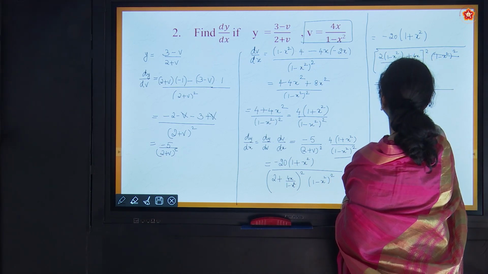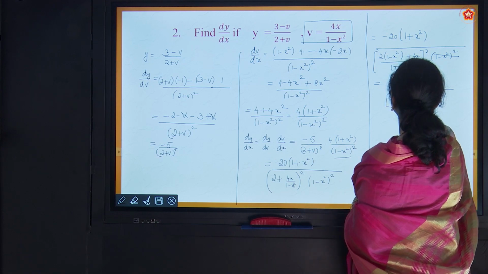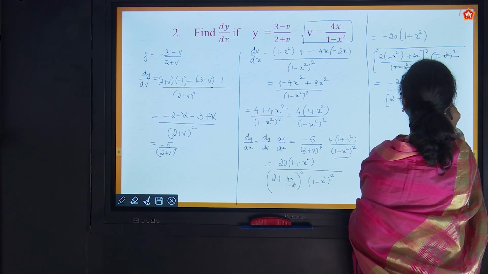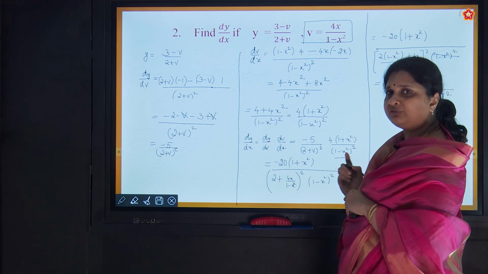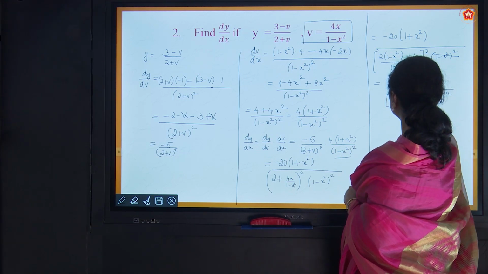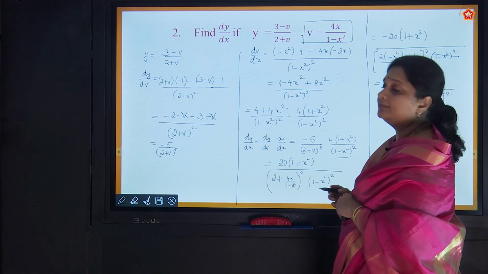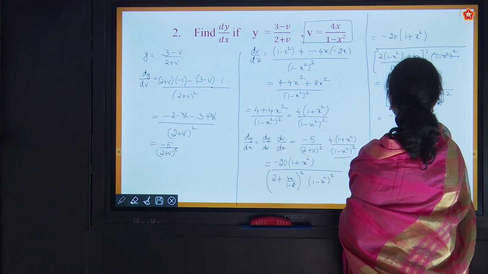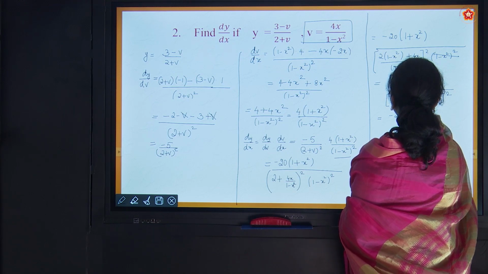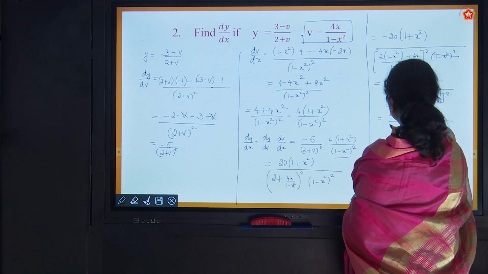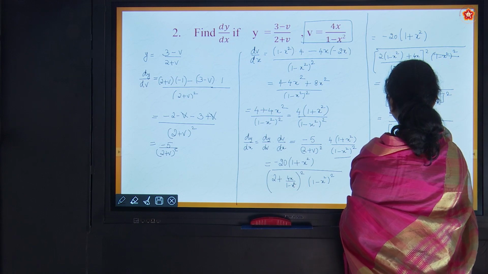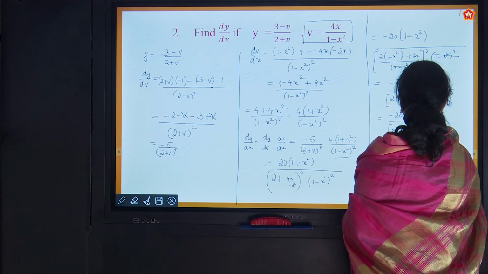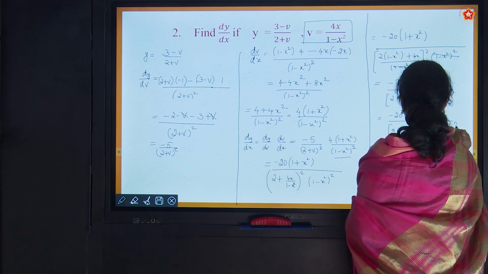Let's open it up. 2 into 1 is 2, minus 2 into x square is minus 2x square plus 4x the whole square. If you observe keenly, there is 2 common in every term inside. So let's factorize it. Till we have opportunities to simplify, we need to keep doing it. So 2 is taken out. You have 1 minus x square plus 2x the whole square.